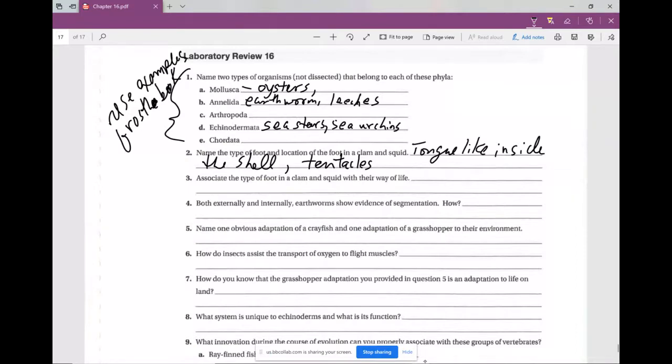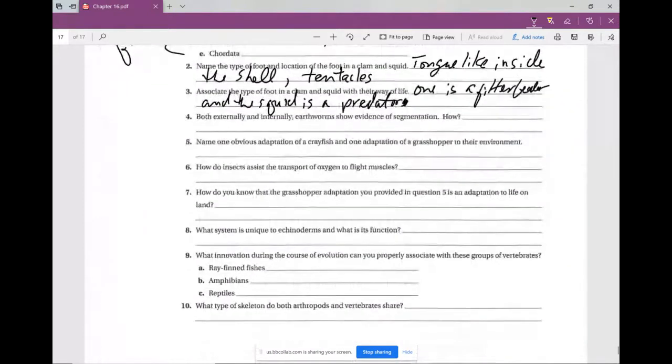Associate the type of foot in the clam and squid with their way of life. One is a filter feeder. That's right. Just write this: one is a filter feeder, and the squid is a predator. And this is a question that was already asked.